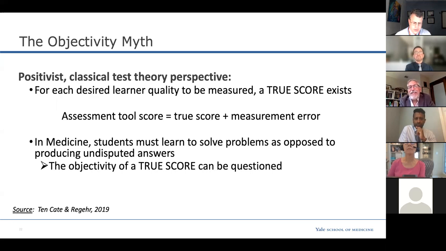But in medicine, I think it's really important, and we're trying to teach the students to solve problems as opposed to just saying 2 + 3 is 5, an exact answer. I think we're more looking at how they are thinking. Are they going about the process properly? Are they considering all the things correctly? So the concept of an objective true score, true score plus measurement error, is an area that needs a little research because I think it can be questioned. I'm not sure that there's an absolute true score in the way that statisticians would think about it anyway.